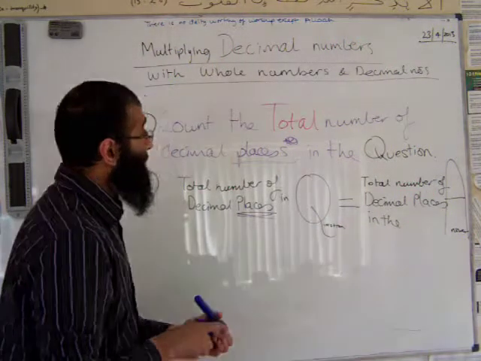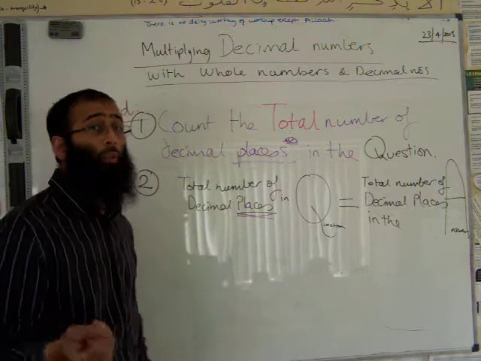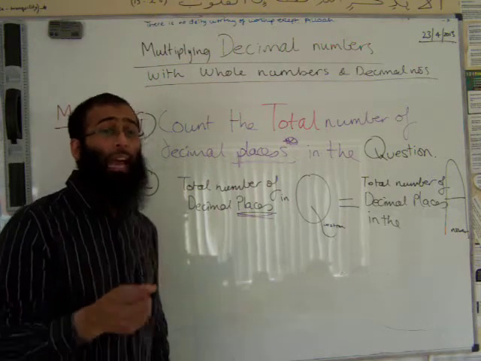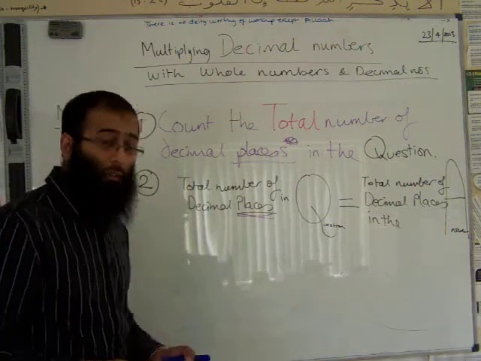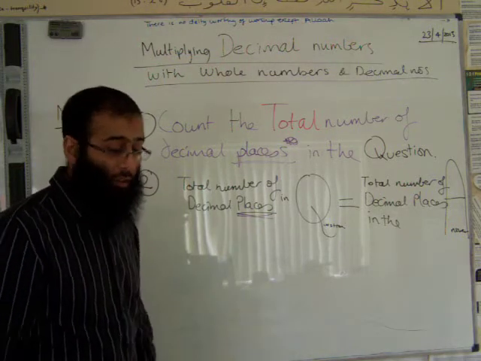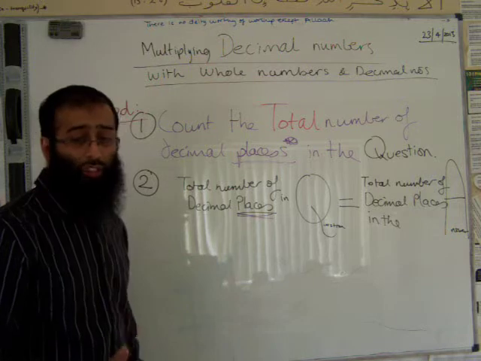So let's move on from here and let's do some examples. Remember, we are counting places and not points. Okay, well spotted if you spotted that deliberate error. Okay, let's move on to our first set of questions.